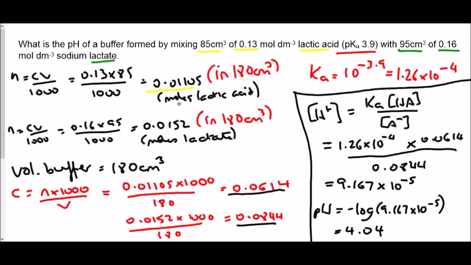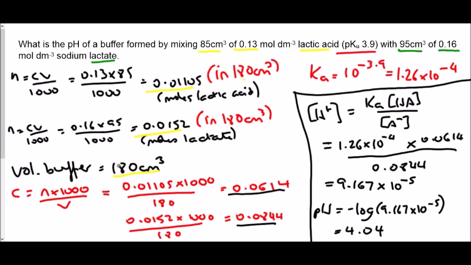That gives us these two values here. So we worked out moles of lactic acid and moles of the lactate ion. We've got 0.01105 moles in 85 centimetres cubed of this lactic acid solution. However, we're diluting that by adding 95 centimetres cubed of something else. So total volume for the buffer is 180 centimetres cubed, because that's 85 plus 95. Then we need to work out the new concentrations after we've mixed these two solutions together.